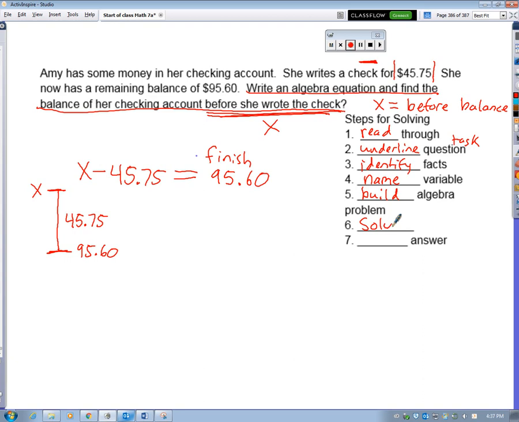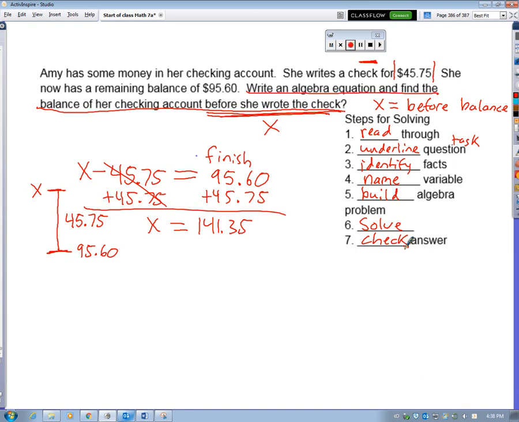We are on step number 6. Alright, same as before. We need to do the opposite of subtracting 45.75. So we're going to add $45.75 to get that to cancel. Do the same thing over here, add $45.75. Okay, bring down what we have left. We have X that we didn't cross off, we have the equal sign, and now we have to do the math on that there. And when we add those numbers together, we get $141.35.